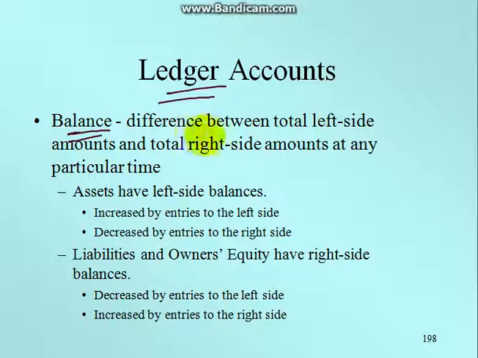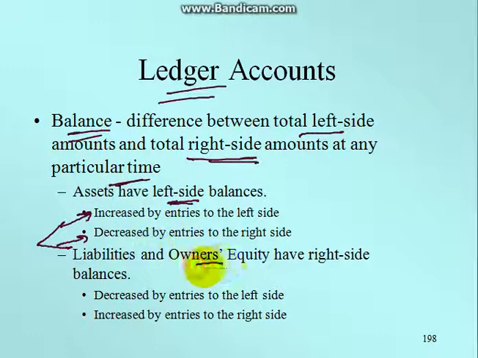Balance. The difference between the left side and right side at that particular time is the balance. So assets have left side balances which can be increased by increasing the left side or decreasing the right side. These are two possibilities if you have to manage the balances. Liabilities and the owner's equity have right side balances. It can be decreased on the left side or increased on the right side. These are two possibilities as far as the owner's equity is concerned. As far as the assets are concerned, you can have these entries.